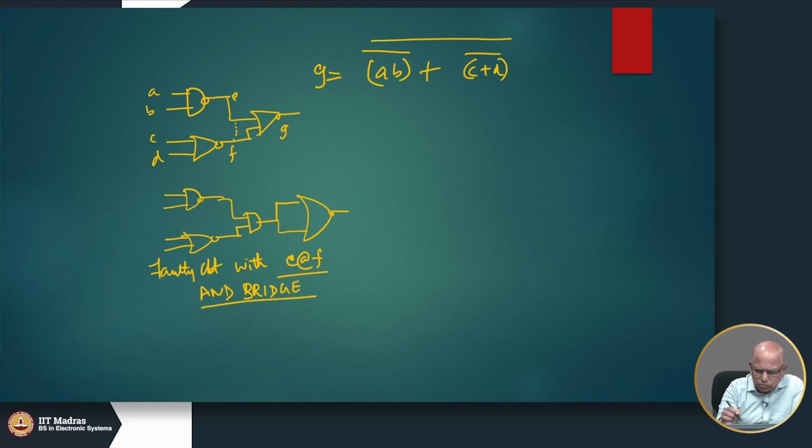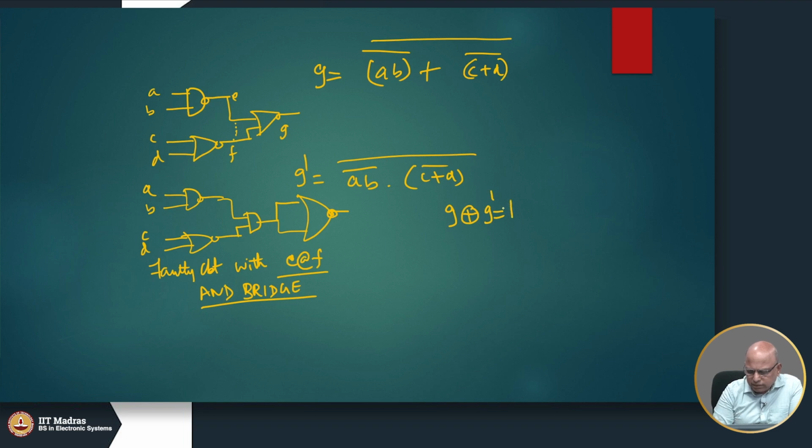So what will happen to the output here? This AND gate will produce AB whole bar dot C plus D whole bar, right? And that whole thing is inverted here. So the test vector that I must apply at ABCD should cause G exclusive OR with G prime to be 1.